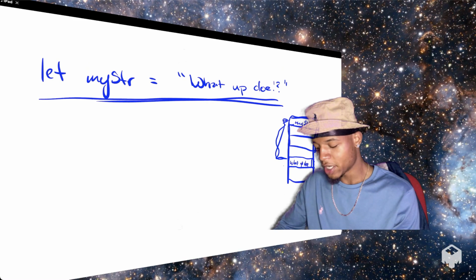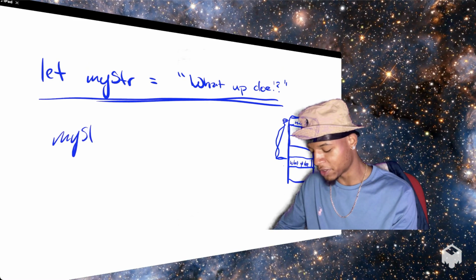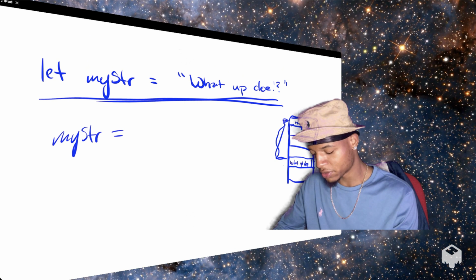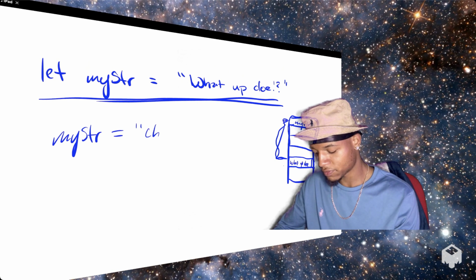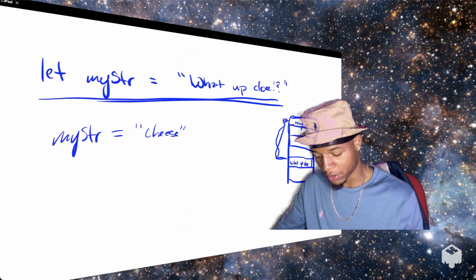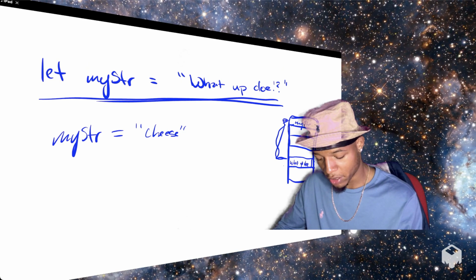Cool. So that's what we just did here. We just created a string. And then we can reassign a string if we ever need to. myString equals "cheese". So then we come here, erase "what up though", and put "cheese".